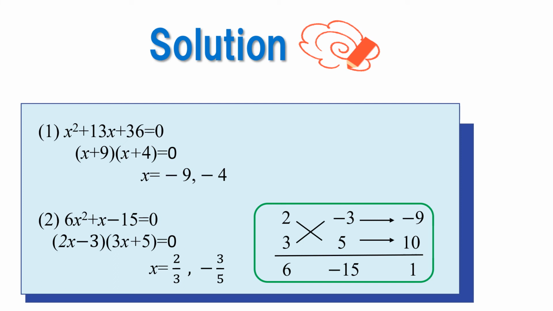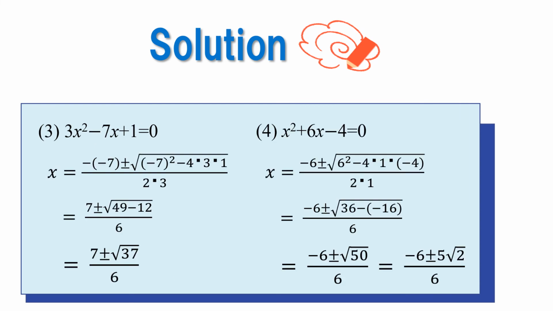Number 1 is factored into x equals negative 9 and negative 4. Number 2 is factored into x equals 2 over 3 and negative 3 over 5. The answer to number 3 is 7 plus or minus square root of 37 over 6. The answer to number 4 is negative 6 plus or minus 5 square root of 2 over 6. Were you able to answer correctly?